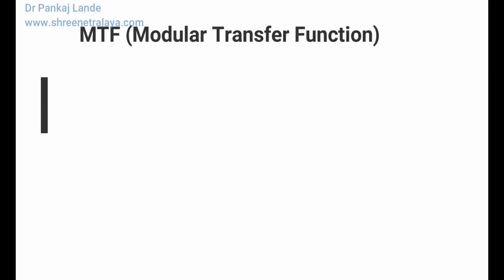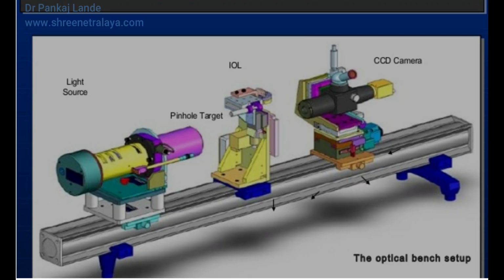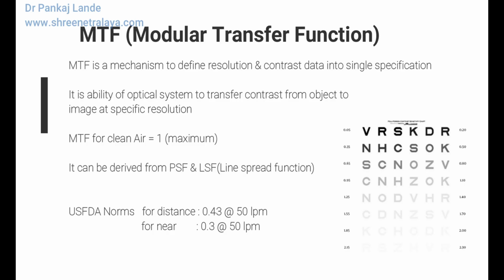Coming to the second point, MTF, that is modulation transfer function. In simple language, MTF is an optical system's ability to reproduce the image of an object. MTF is a mechanism to define resolution and contrast data into a single specification. So MTF for clean air is 1, that is maximum, and it can be derived from a point spread function and a line spread function. Clinically, MTF is important as low MTF value IOLs may have decreased contrast sensitivity.